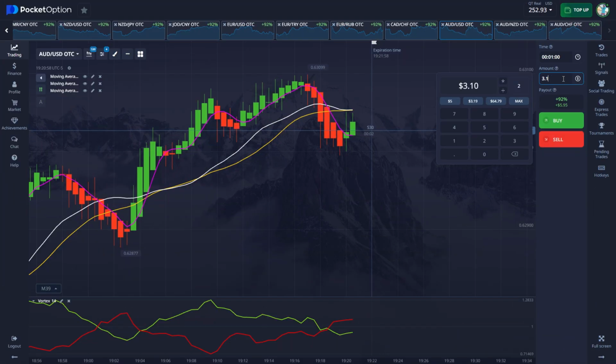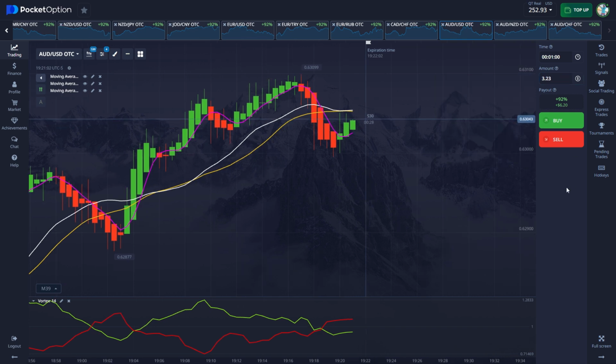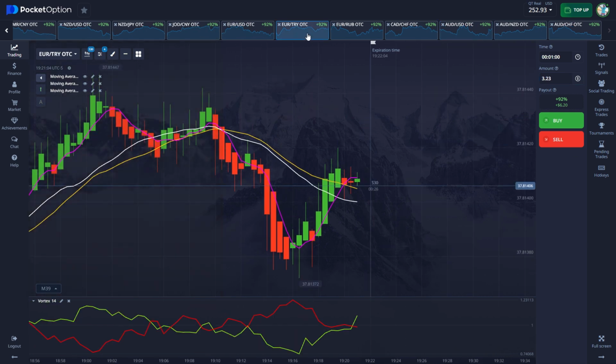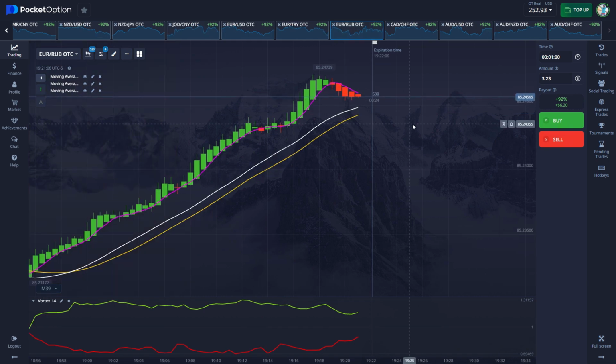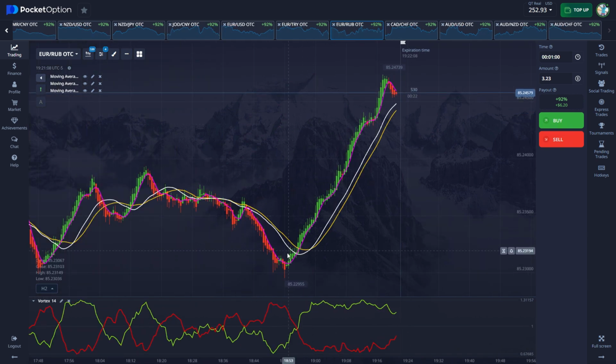So we're going to punch in 323.23, and we are ready to trade again. So let's go back and see this chart here. Look at, we had this huge run up here, and it looks like it's topped off, and it's going to start making its way down.